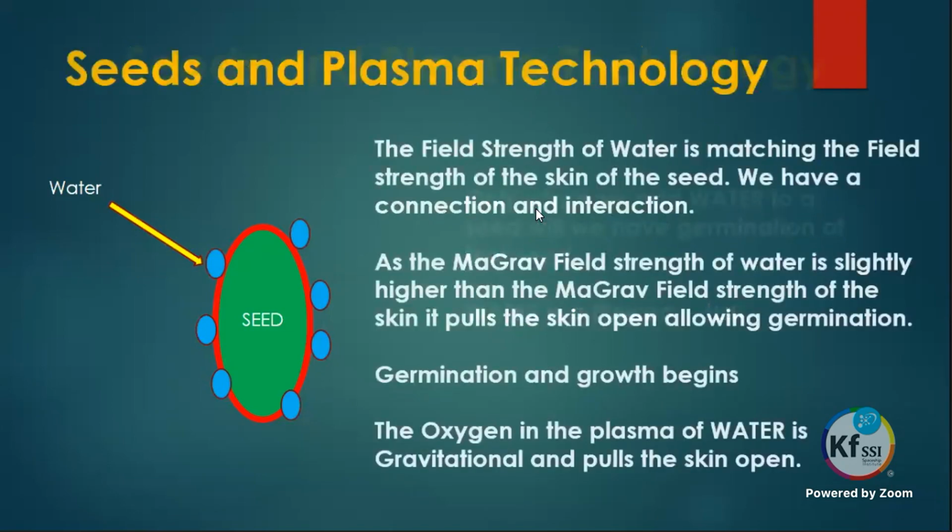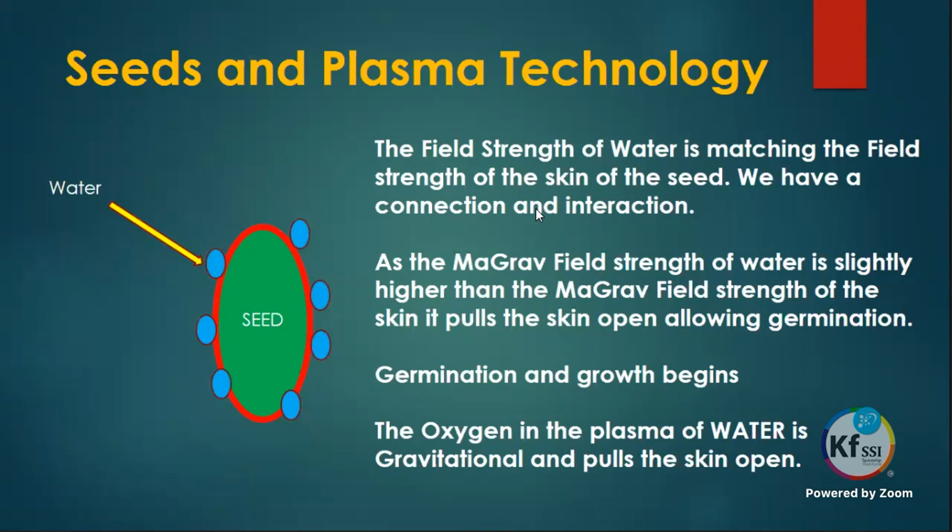Now, when we look at what the water is all about, we know that the seed coating, the outer layer of the seed, has a magnetic or gravitational field strength. So when we are bringing and exposing the seeds to the water, that's the field strength of the water, which is matching the field strength of the skin of the seed. And so we have that connection and interaction.